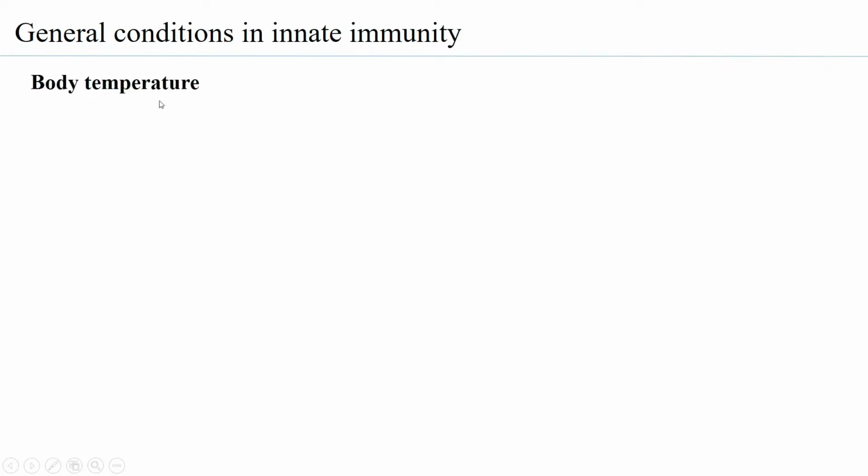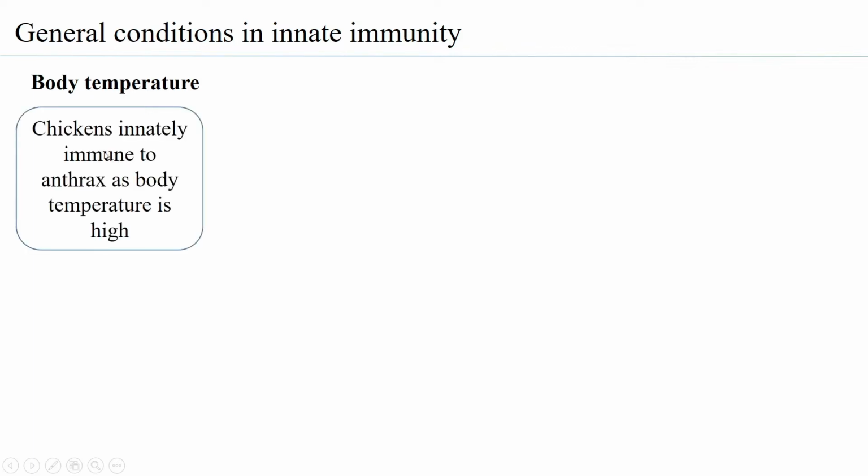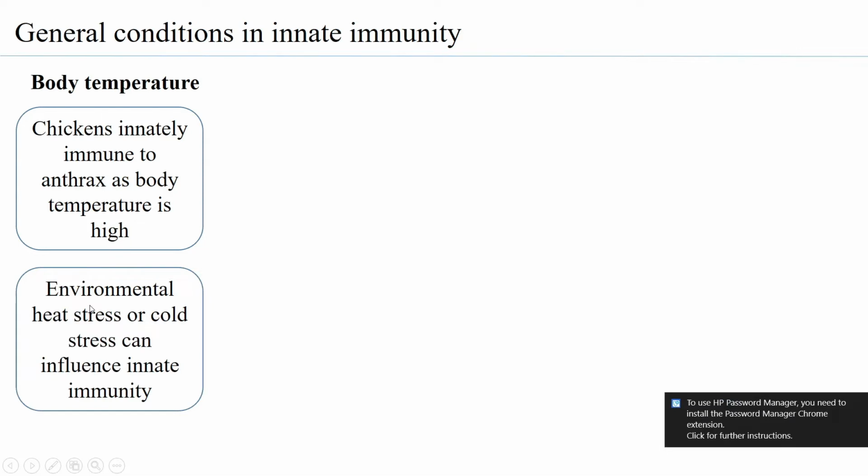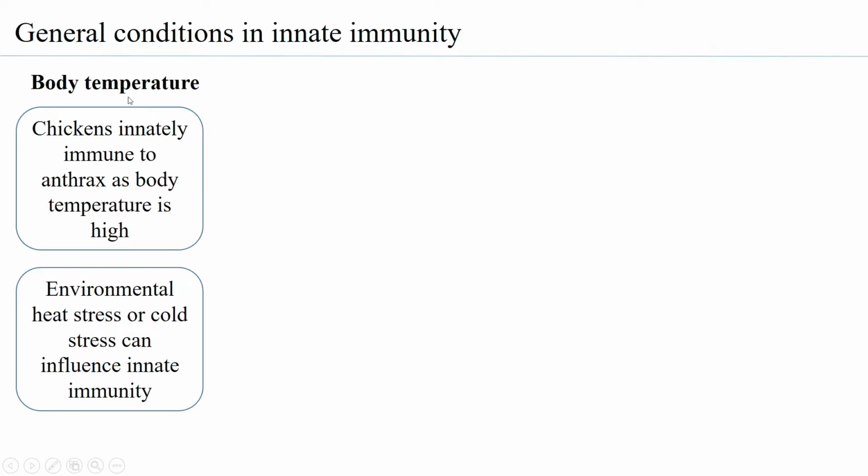The body temperature is something important in innate immunity. For example, chickens are immune to anthrax as their body temperature is high. Because the body temperature is high, the causative organism is not able to grow in the chicken. It has also been observed that environmental heat stress or cold can influence innate immunity. So it is not just the temperature within the body that matters, but even outside temperature does affect innate immunity.